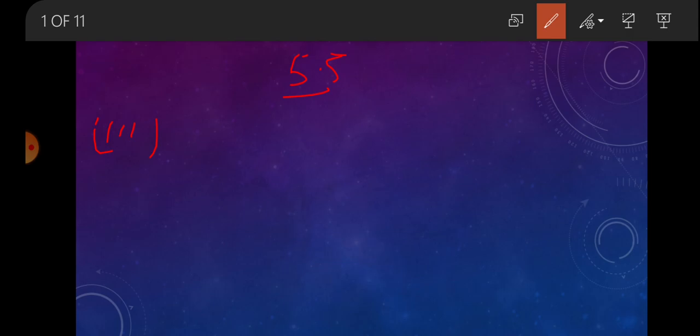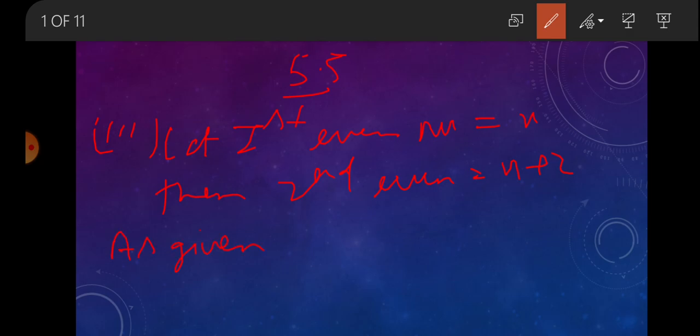Two consecutive even natural numbers such that the sum of their squares is 340. So let the first even number be x, then the second even number will be x plus 2. As given, the sum of their squares: so we square x and square x plus 2, add both, and that sum will be equal to 340.